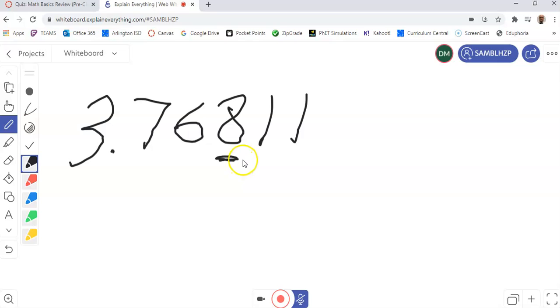And then do we look to the left or to the right? If you chose right, you are correct. The number to the right of the number you're rounding at, if it's 4 or less, this number stays the same. If it's 5 or greater, this number rounds up. In this case, not going to happen. So our final answer would be 3.768.